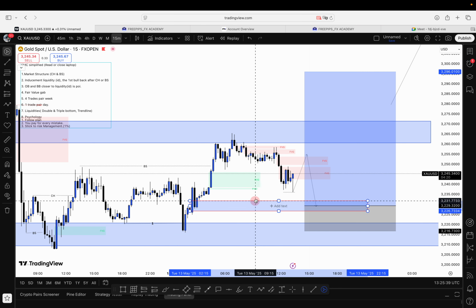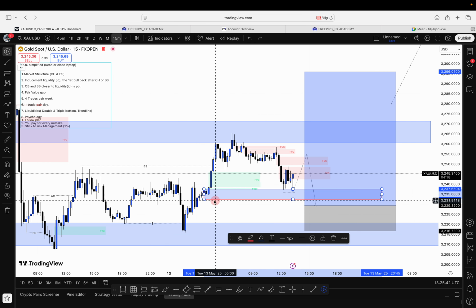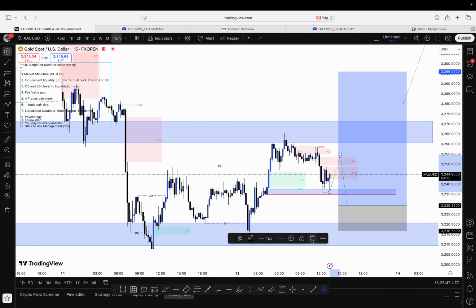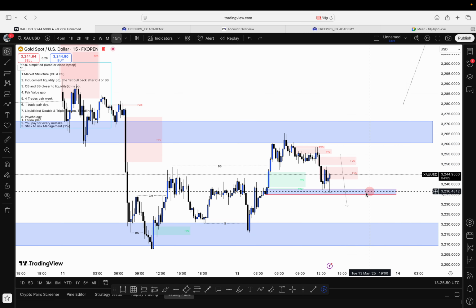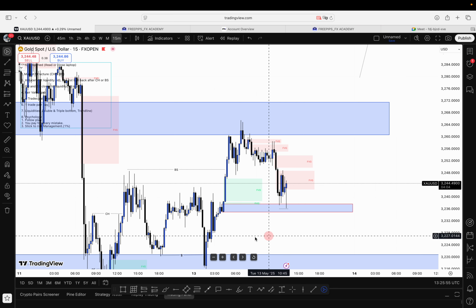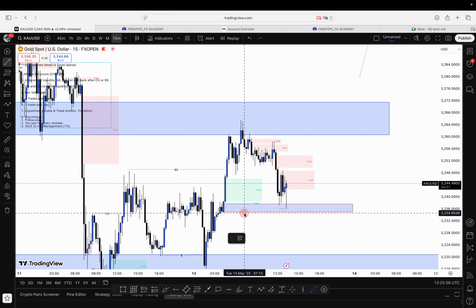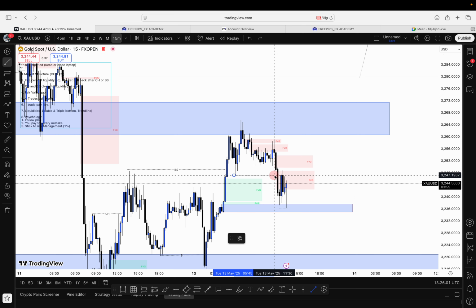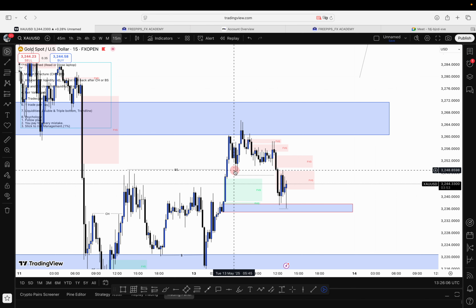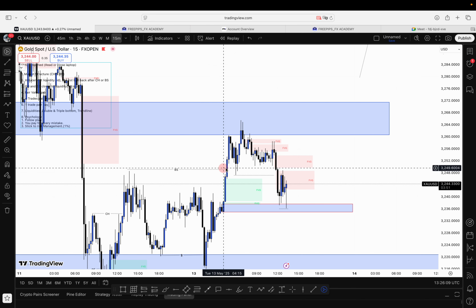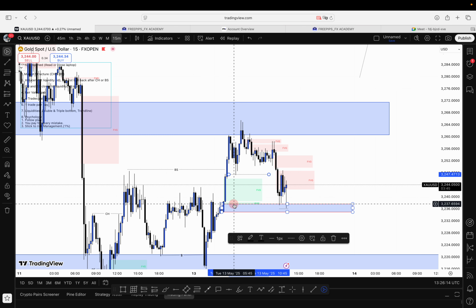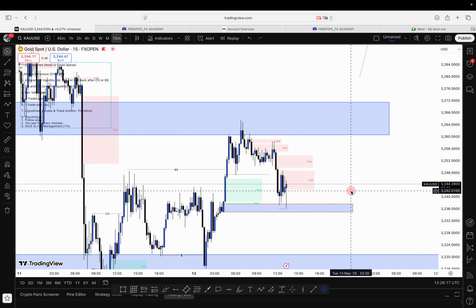It is reacting to this order block here. Let me check it well. You see why price is currently reacting to this order block? It's because after the break of structure, the first pullback has gotten this guy as an inducement. That's why it is reacting on this order block.